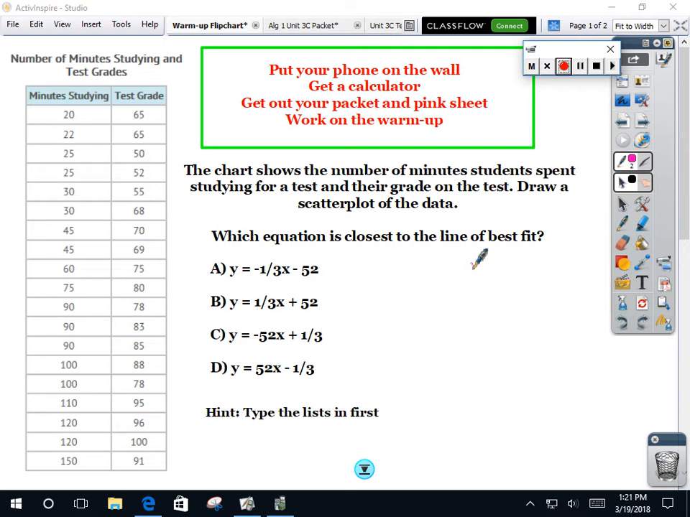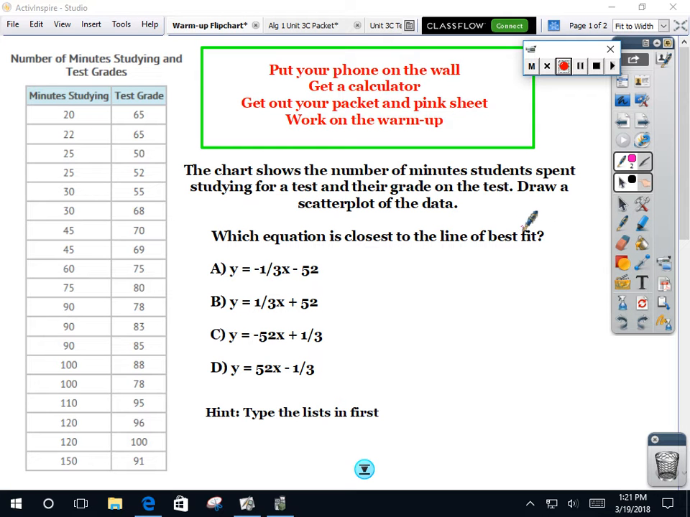Okay, the chart shows the number of minutes students spent studying for a test and their grade on the test. Draw a scatter plot of the data. Which equation is the closest to the line of best fit? Now, fortunately for you, you're not going to have to draw a scatter plot because the calculator will find the line of best fit for you as long as you know how to do it on the calculator.